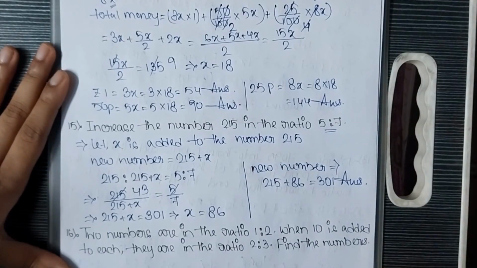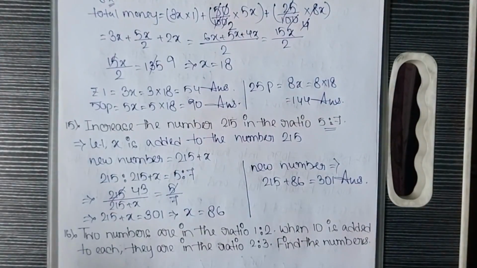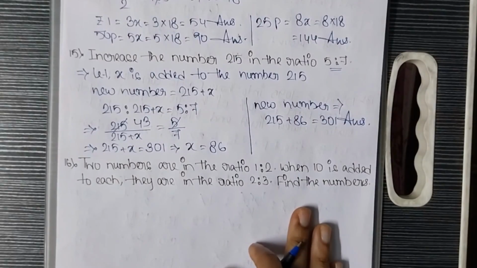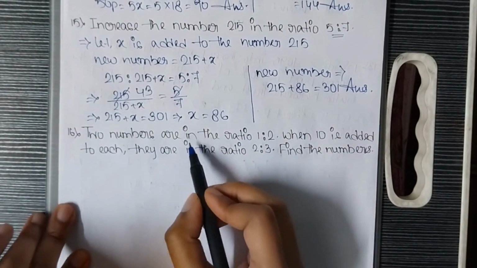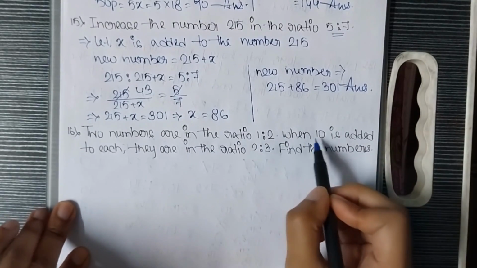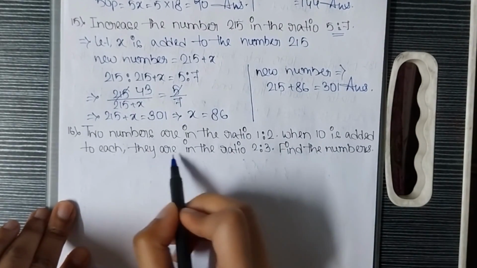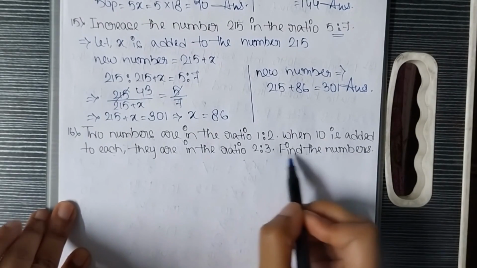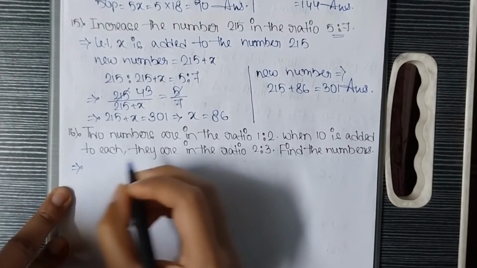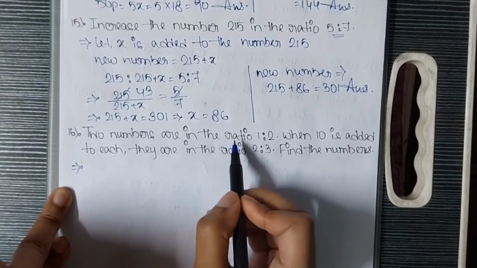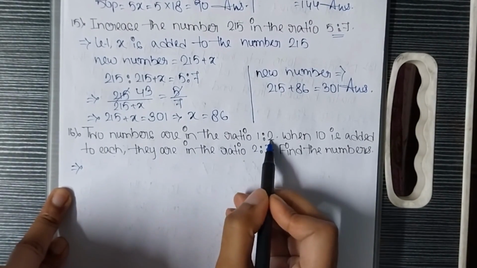This is the answer of this problem. So moving to the next problem, which is: two numbers are in the ratio 1:2. When 10 is added to each, they are in the ratio 2:3. Find the numbers. So the first line of the problem is two numbers in the ratio 1:2.